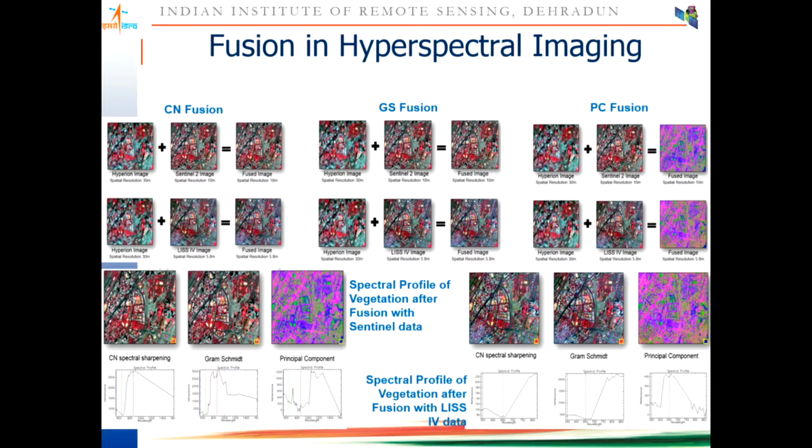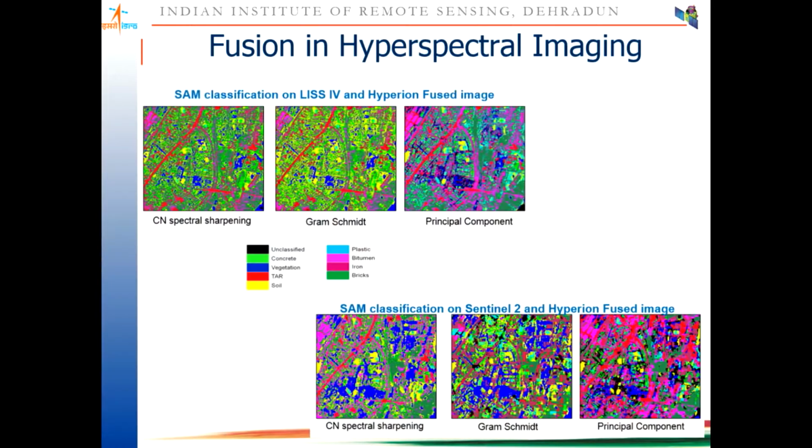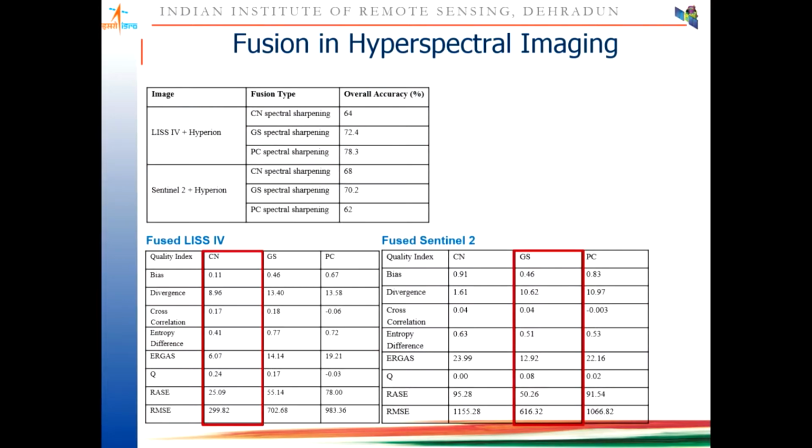So we adopted three kinds of fusion techniques, and we saw which is the best fusion technique in terms of quality metrics, after SAM classification. First we fused LISS-4 and Hyperion. We also fused Sentinel-2 with Hyperion. Sentinel-2 gives you roughly 20 meter. We saw that the best results were obtained with CN for the fused LISS-4 data, and for Sentinel data, Gram-Schmidt gave better results based on the quality indices.